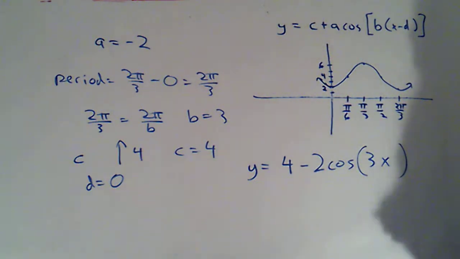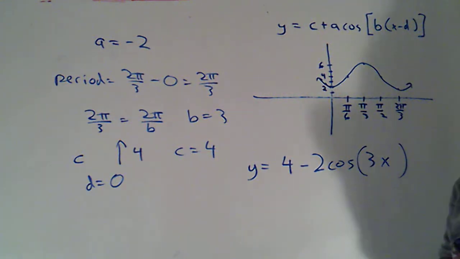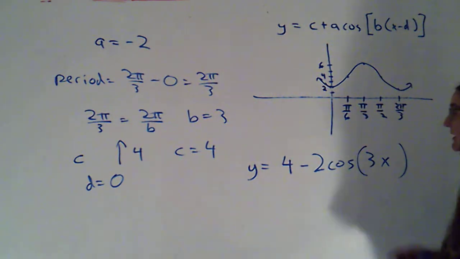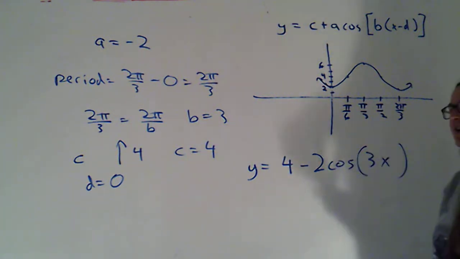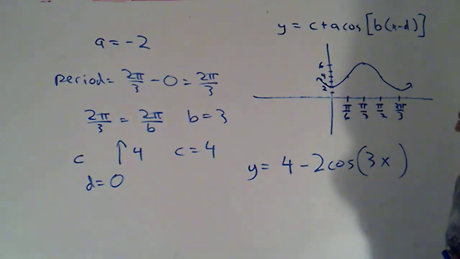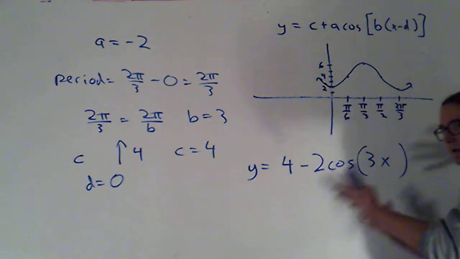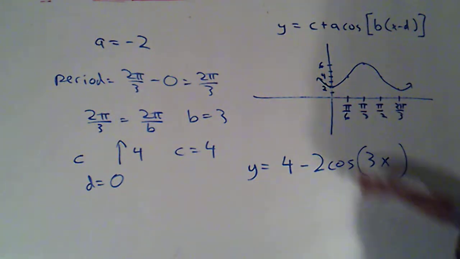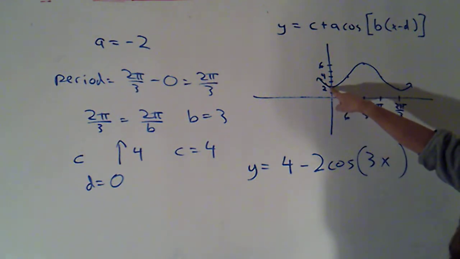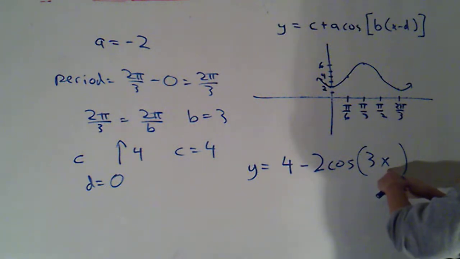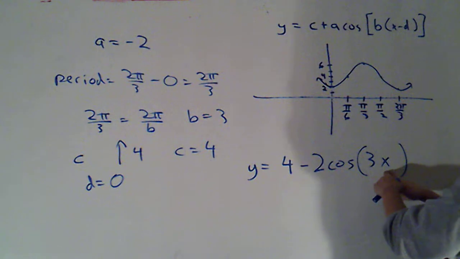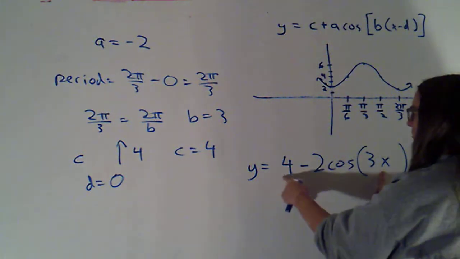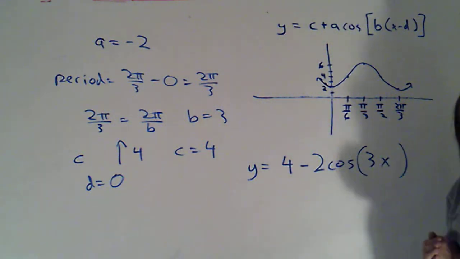Good thing to do if you have a problem like this on a quiz or an exam or in the homework is figure this out, and then you can sort of come back to it and say, if I were graphing that, what would I do? Or you can just check some of your points. For example, the point 0, 2 is on this graph. Well, if I plug in 0, I'm going to get cosine of 0 is 1. 1 times 2 is 2, so this would become 4 minus 2. Yes, that's 2. I can double check that that point works.